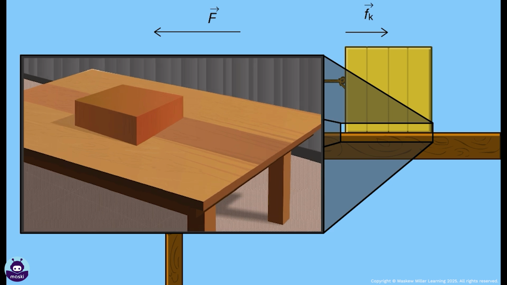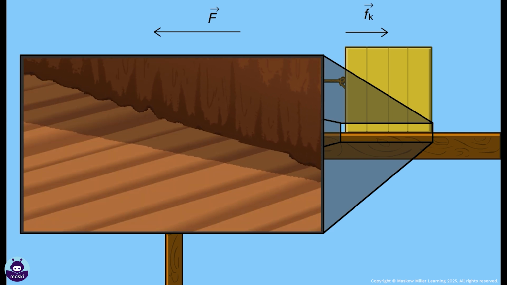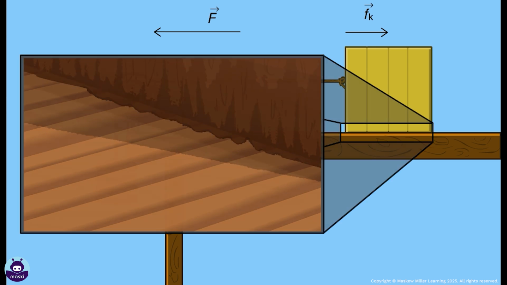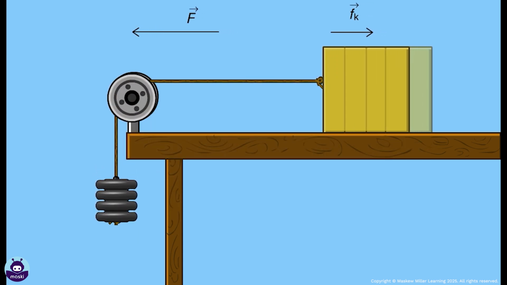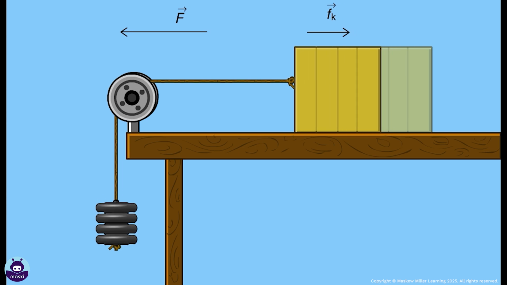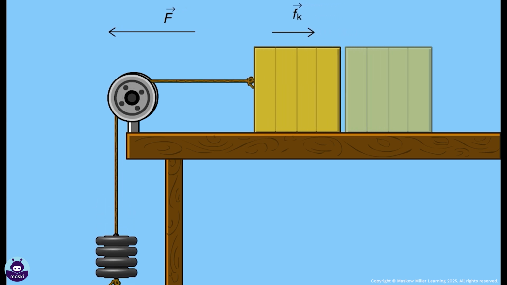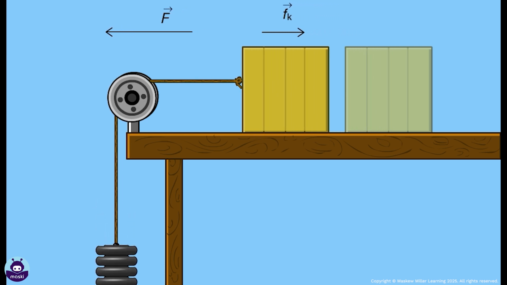At the microscopic level, the interlocking is overcome, and the body begins to move. Now, the friction is no longer static friction as the body has started to move, but there is still a frictional force. This is kinetic or sliding friction and is lesser than the force of static friction. It is kinetic because the block is in motion.